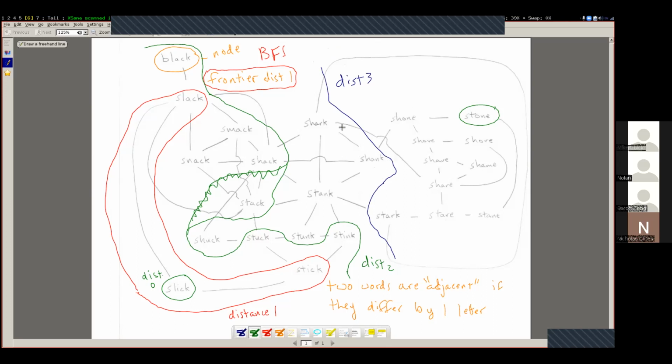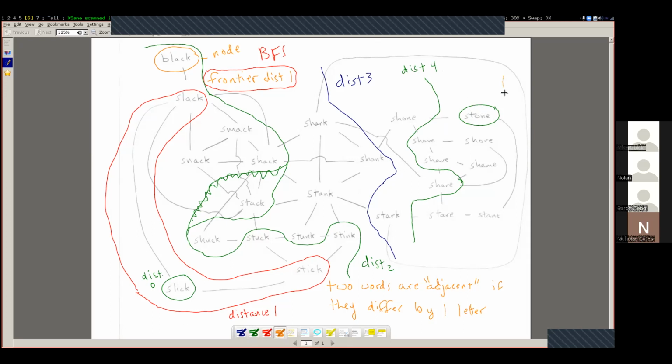And now on to the distance 4 frontier here, so things next to the things in blue. So stark right here inside of blue, share over here next to shark, and then shave and shove, not next to anything, shown next to shank. Hopefully I got that one correct. Distance 4.